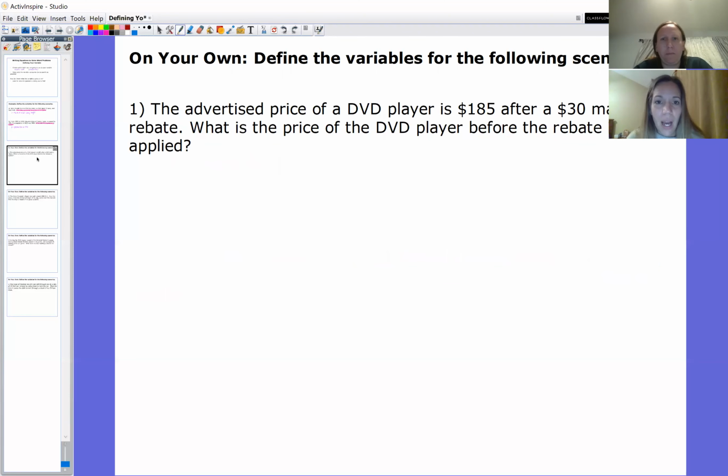Notice we're not writing any equations yet. We just want you guys to define the variable. Okay, so in this example, the advertised price of a DVD player was $185 after a $30 mail-in rebate. What is the price of the DVD player before the rebate is applied? So right now what we want you to do is try it on your own. What variable do you think would work, and define that variable?